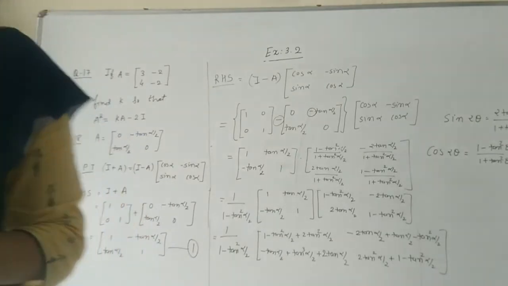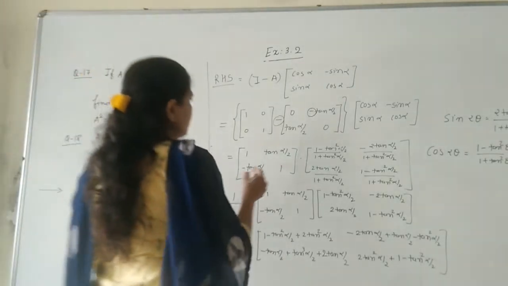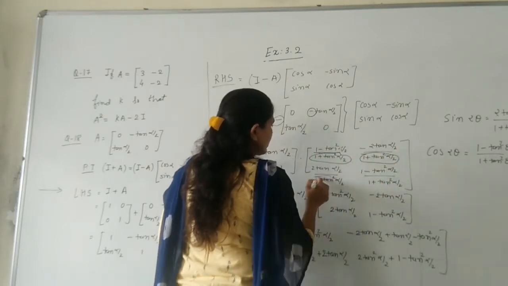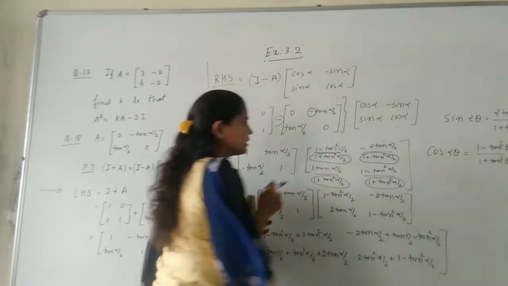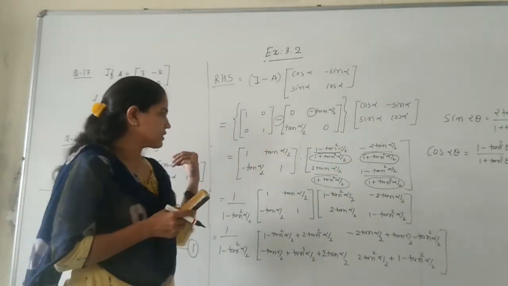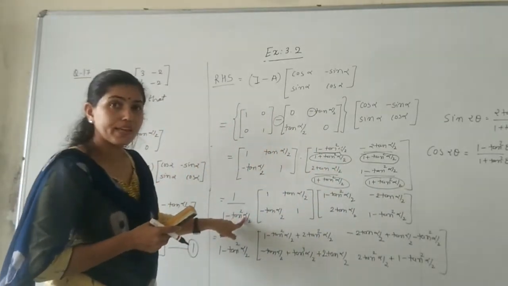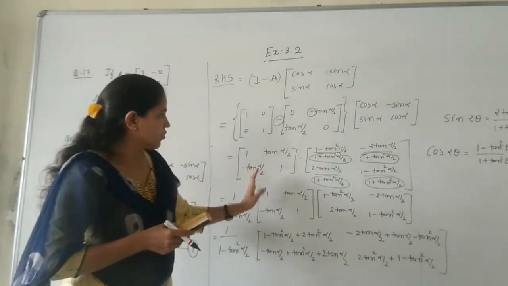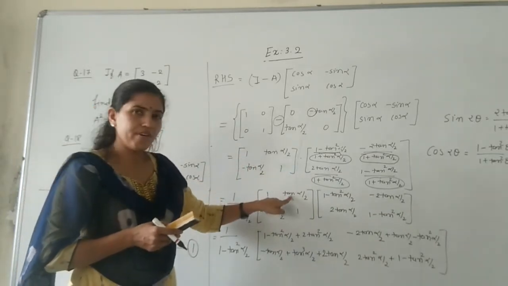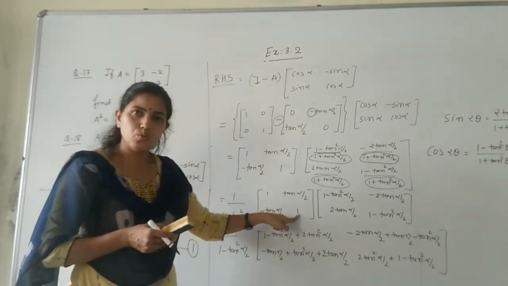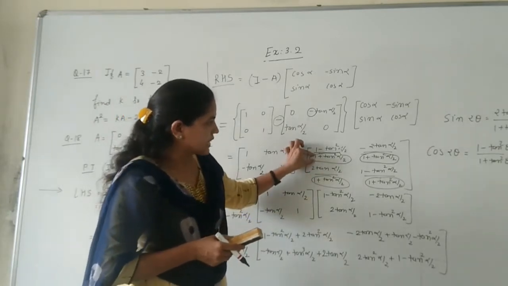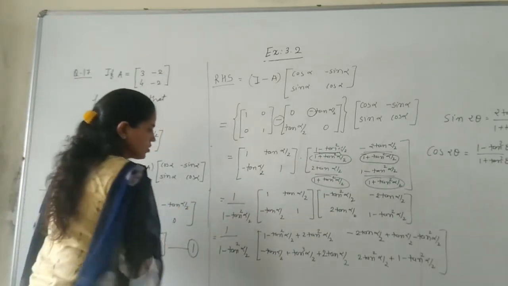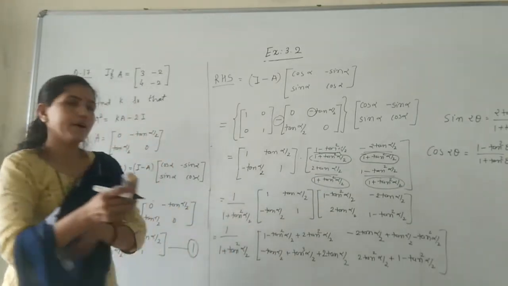Now you can see here 1 plus tan square alpha by 2 is common in all four elements. So I am taking this 1 plus tan square alpha by 2 common. Take the common factor out, 1 upon 1 plus tan square alpha by 2. Then what remains here is 1, tan alpha by 2, minus tan alpha by 2 and 1. Sorry, the common factor is 1 plus tan square alpha by 2.